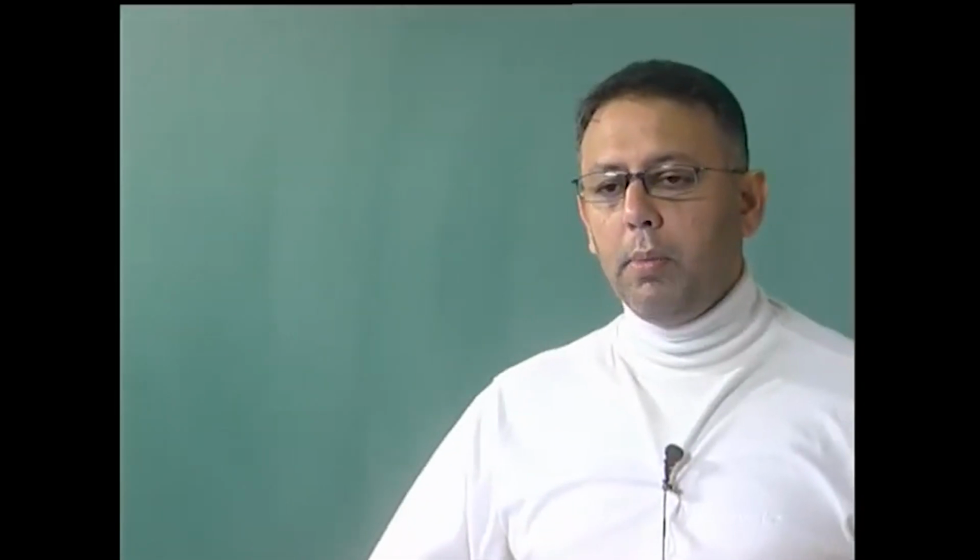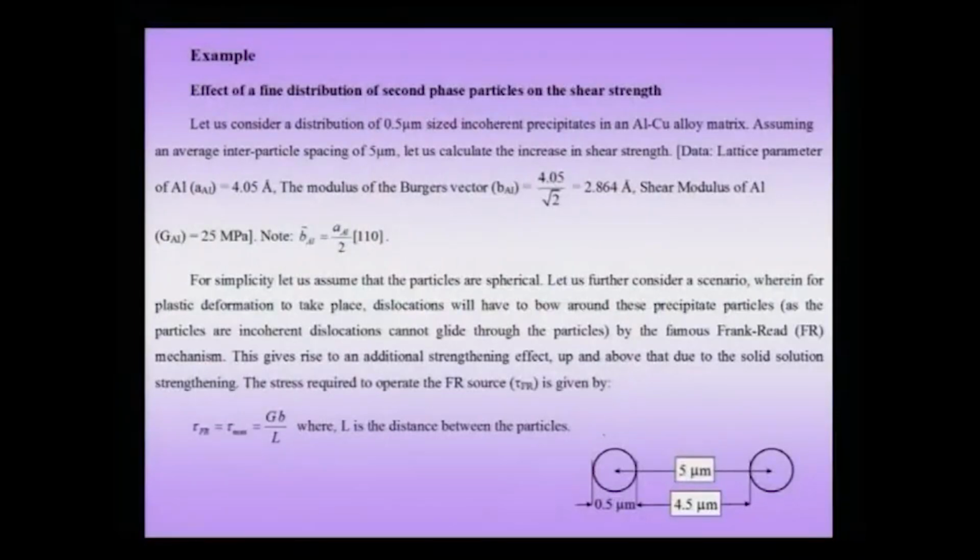Next, let us take up an example wherein we are talking about interaction of two kinds of defects, and here this interaction of two kinds of defects serves as an engineering application to in fact strengthen the material. Suppose I take an aluminum crystal.